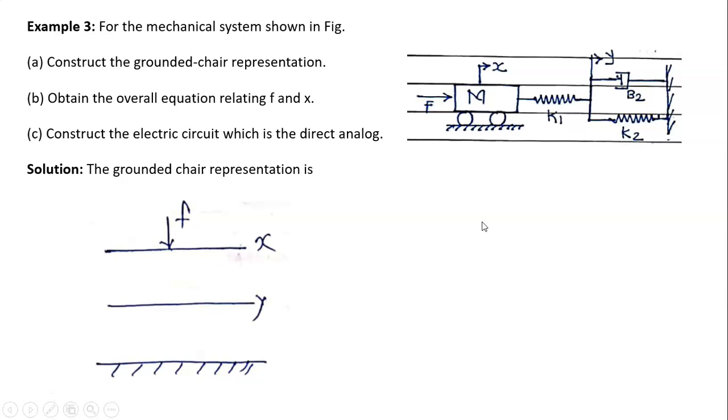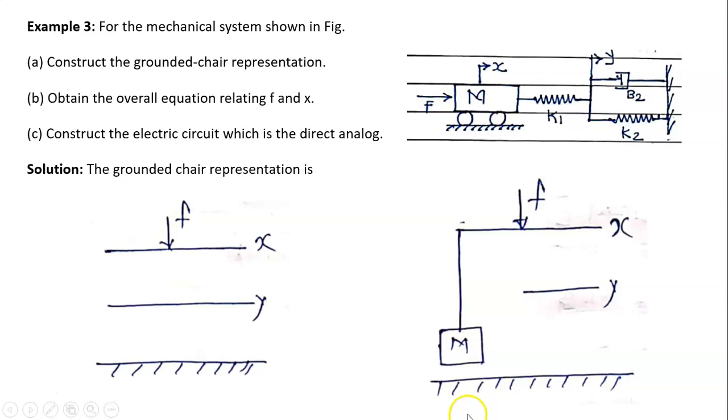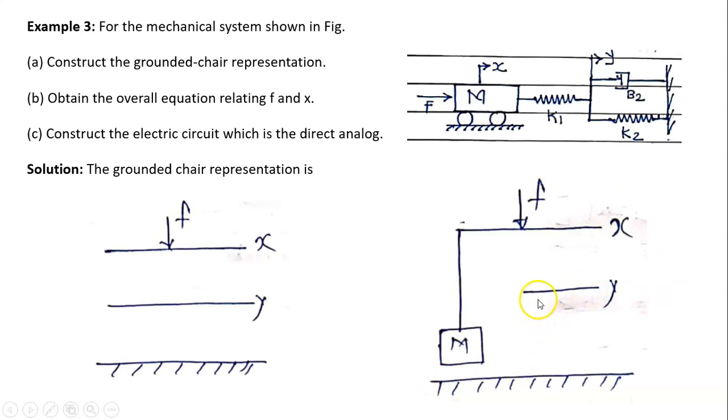Therefore, draw the three lines x, y and ground, and show force F acting at the x coordinate. Now we will insert the elements one by one in these coordinates. First is mass m. Mass m is connected to the x coordinate and it is grounded here also. Therefore, you have to connect mass m to the x coordinate and show it grounded. The y coordinate will remain as it is, and this is ground.